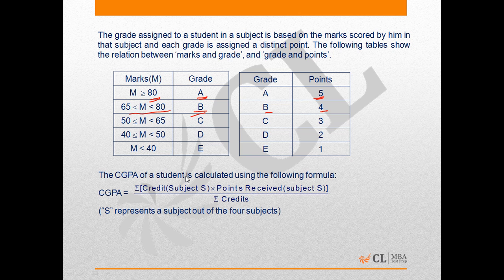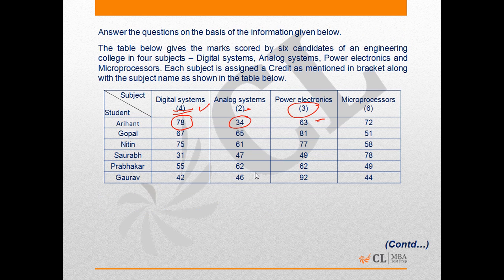The CGPA of a student is calculated using the following formula. Formula is credit for a particular subject and point received for the grade obtained in that subject, upon summation of credits. So first of all, we need to write down grades for a person before calculating his CGPA.